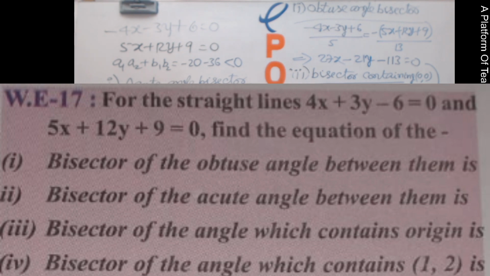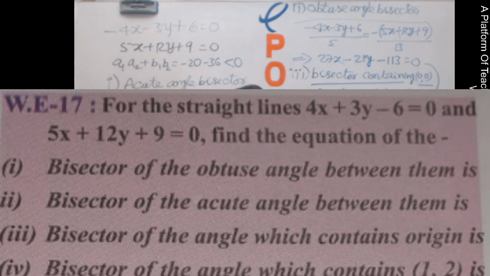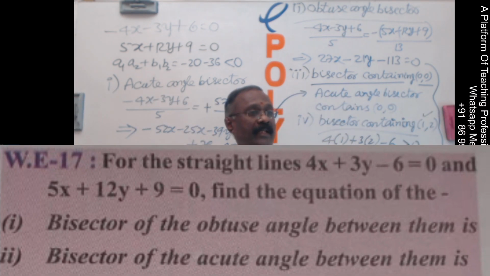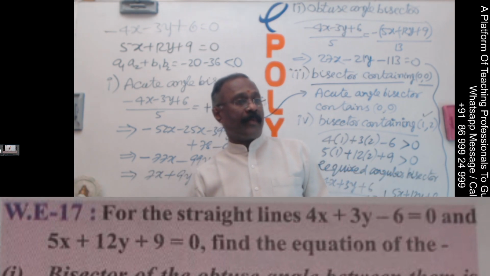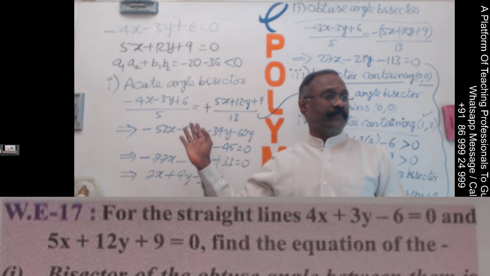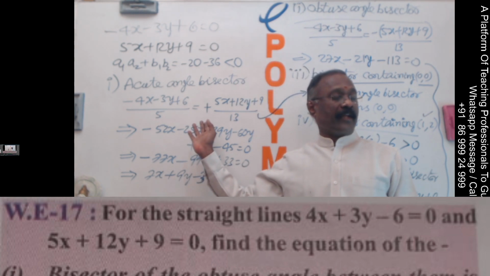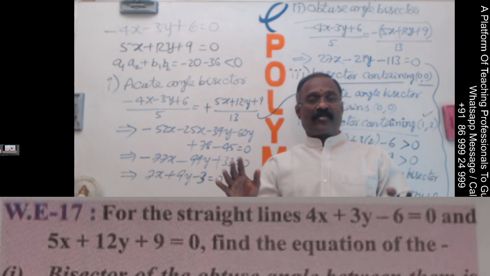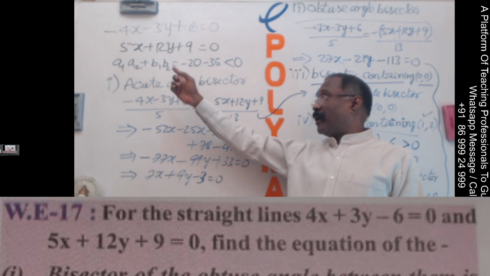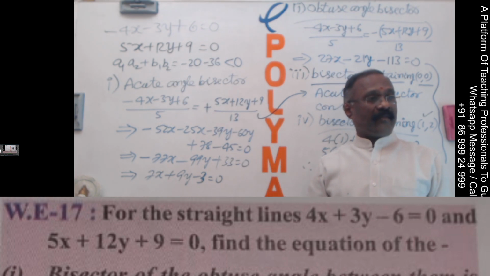When it is negative, you will get the obtuse angle bisector by taking minus here. See this one, this is minus here. By taking minus, you will get the obtuse angle bisector. How to get the acute angle bisector? Just the exact opposite. The acute angle bisector is got by taking plus there. Taking plus, you get the acute angle bisector; taking minus, you get the obtuse angle bisector. That is done. So this depends on a1a2 plus b1b2.